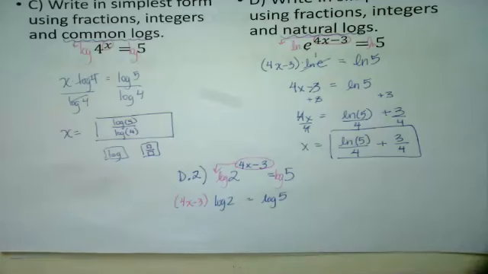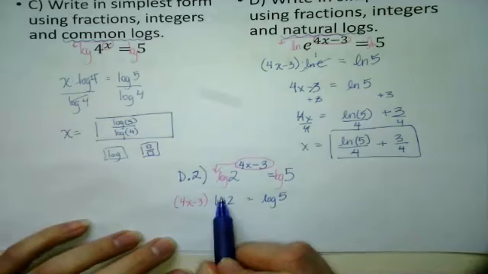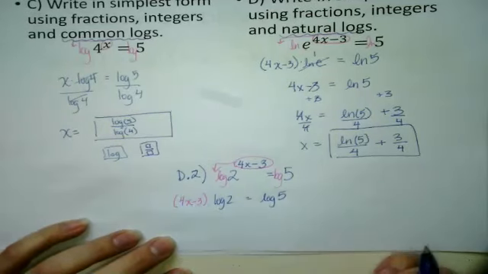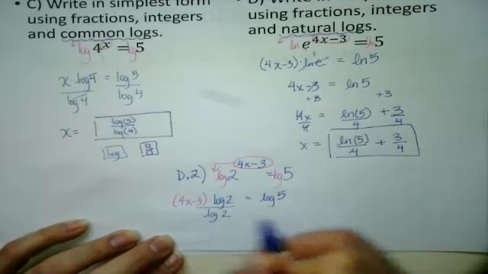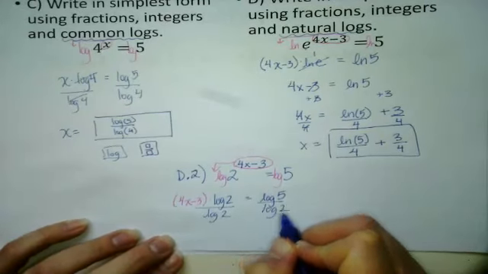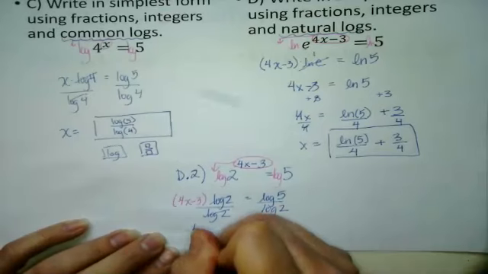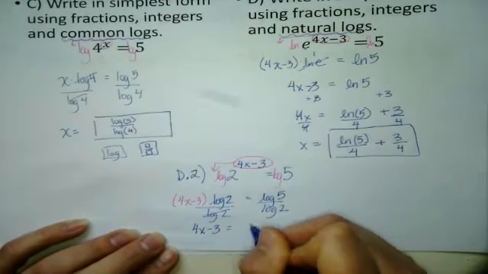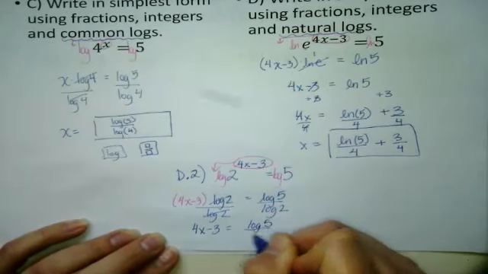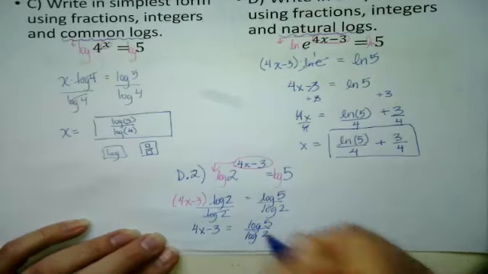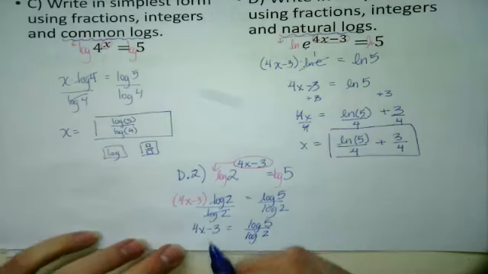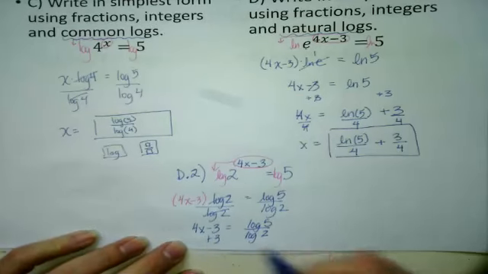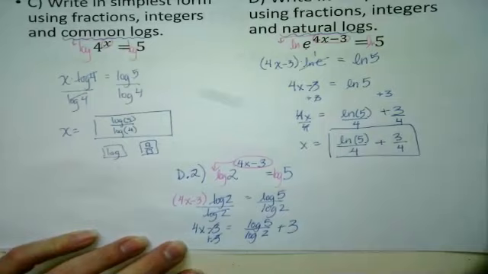Now, there's a lot of things you could do, but I will say the easiest thing to do is, instead of distributing the log of 2 and creating a big hot mess, I'm actually going to just divide by the log of 2 right off the bat. So I'm left with 4x minus 3 equals the log of 5 divided by the log of 2. Do not cross out the logs. They're not numbers. You cannot reduce them. And then we're going to go ahead and add the 3. Tack it on the end there.